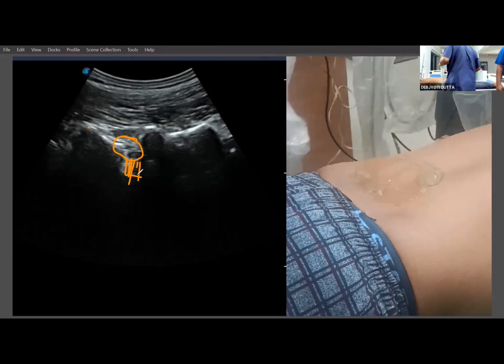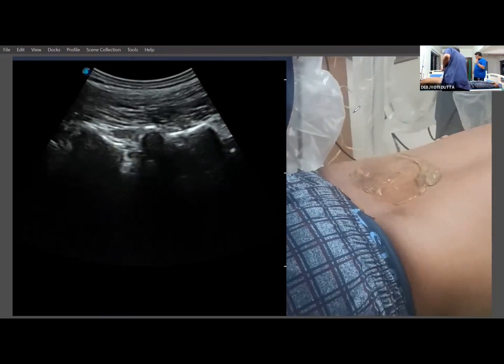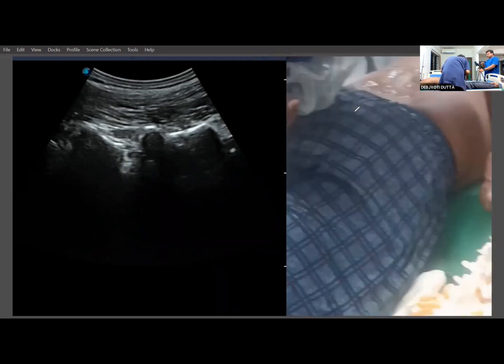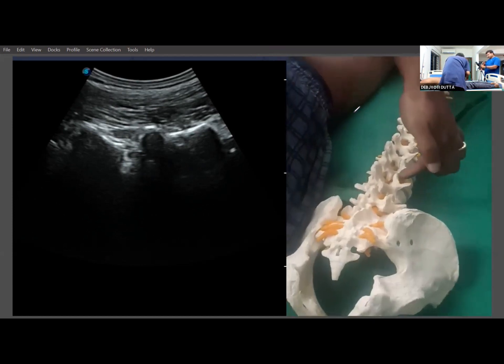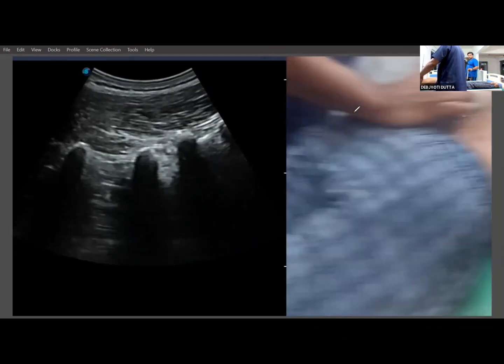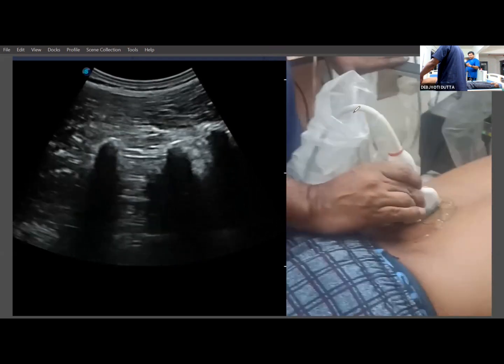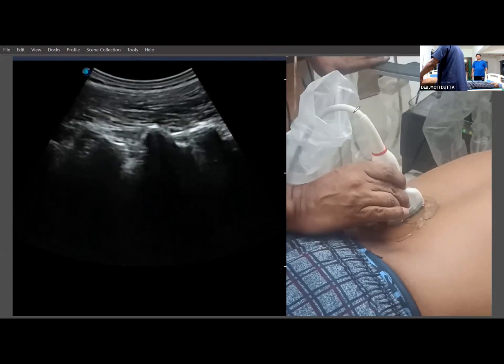If you are looking here, can you focus it here? So when our probe is in between the two mammillary processes, if we tilt a little bit, we can see the foramen here. So that is one of the ways to do the transforaminal epidural. Here again, see the transverse process. When you are moving medially, suddenly the hyperechoic line starts appearing and the transverse process is disappearing. So this is the mammillary process.